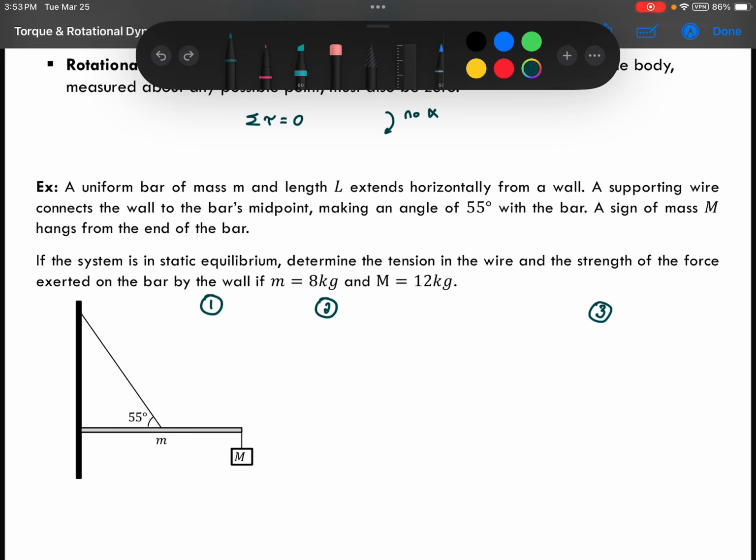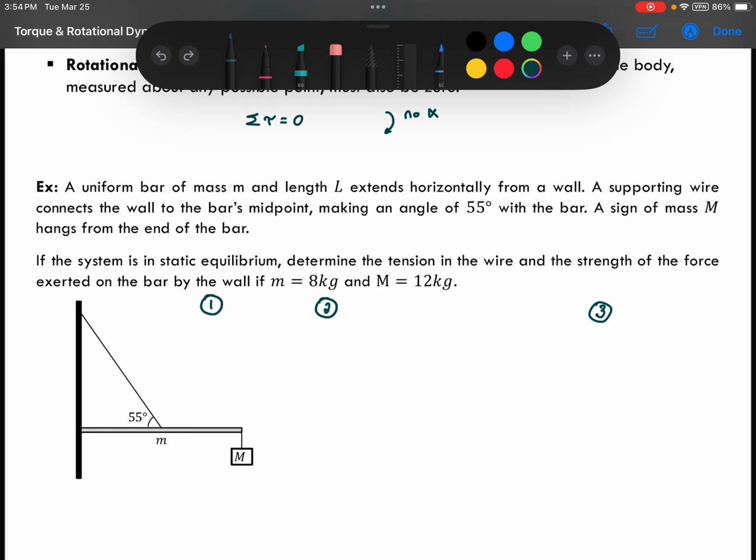A uniform bar of mass M and length L extends horizontally from a wall. A supporting wire connects the wall to the bar's midpoint, making an angle of 55 degrees with the bar. A sign of mass capital M hangs from the end of the bar. If the system is in static equilibrium, determine the tension in the wire and the strength of the force exerted on the bar by the wall.